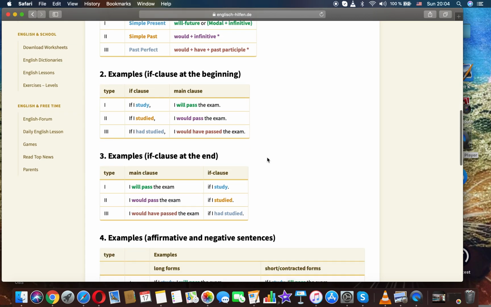Second, examples with the if clause at the beginning. The structure is: first goes the if clause, and then the main clause. If I study, I will pass the exam. It's the first type. The second one: if I studied, I would pass the exam. The third type: if I had studied, I would have passed the exam.